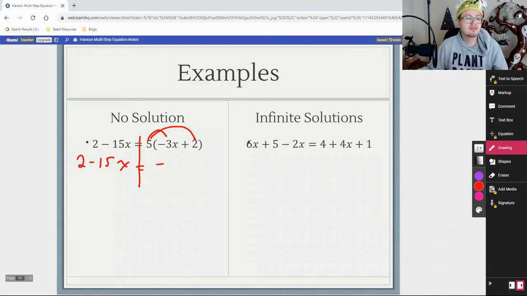5 times negative 3 is negative 15x. 5 times 2 is 10. So let me pause. Let's take a look. What do you notice? I notice that there's a negative 15x on the left and a negative 15x on the right.